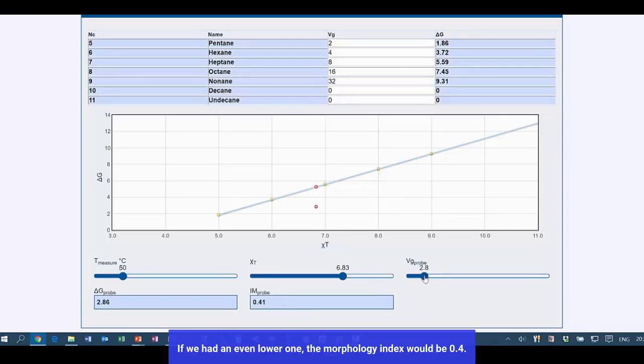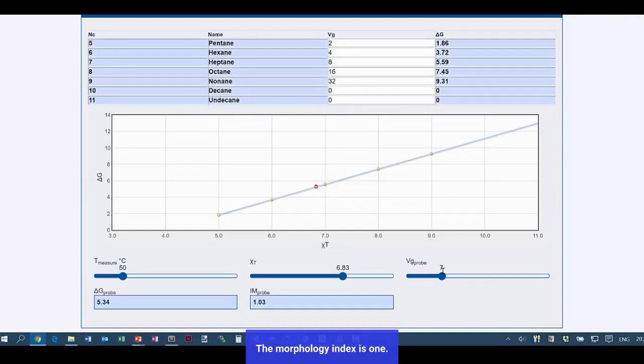If we had an even lower one, the morphology index would be 0.4, and if it came out identically, then we would know that it was a smooth surface. The morphology index is 1.